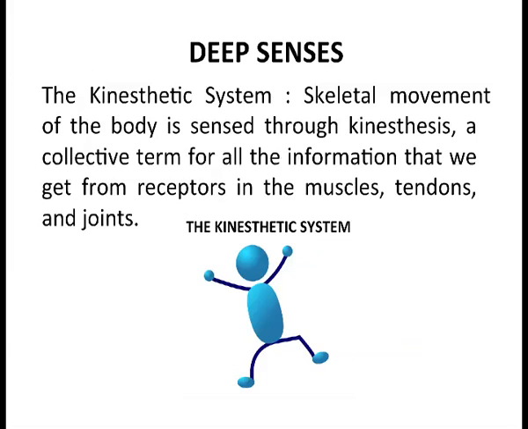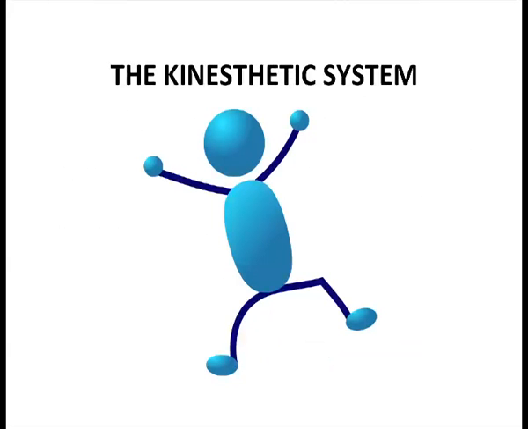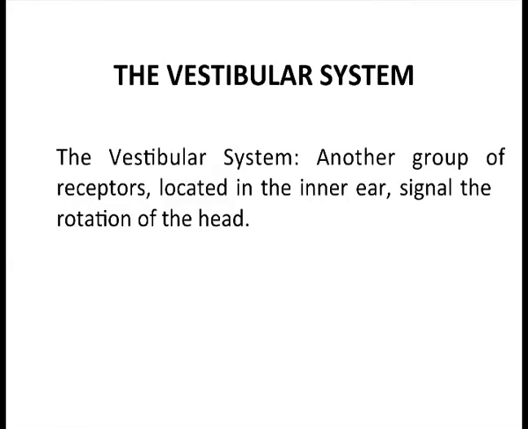The kinesthetic system. Skeletal movement of the body is sensed through kinesthesis, a collective term for all the information that we get from receptors in the muscles, tendons and joints. It provides us information about the movement of the body as well as information about bodily posture and orientation. Of course, vision helps us a lot in this respect. The second is the vestibular system.